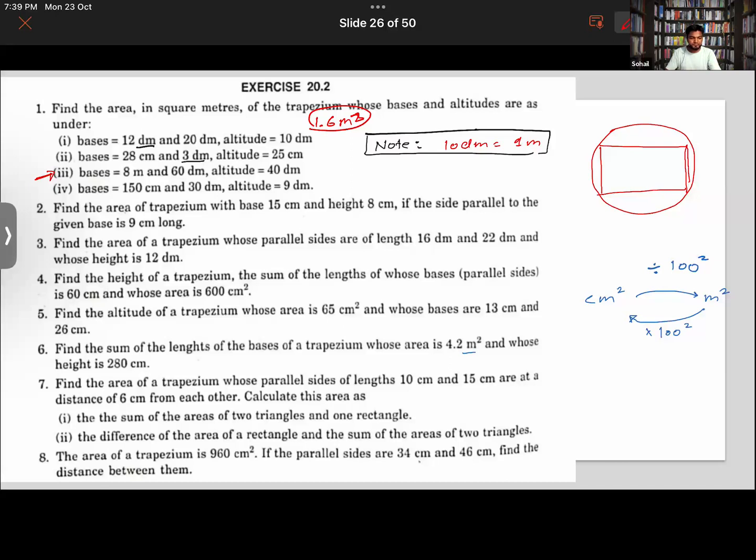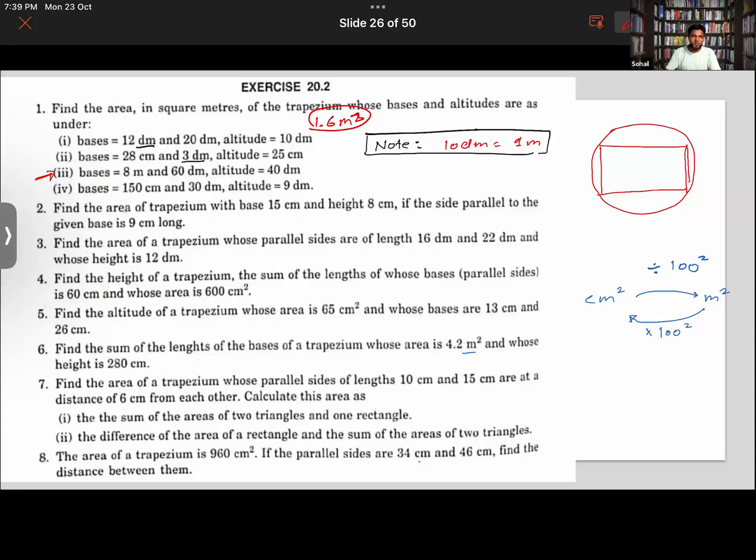Let me drop a reminder for others to join. Arhan and Ahmed still have not joined the class. Sir, 280 meters square. Just a moment, Arhan and Ahmed. Yeah, 280 square meter.